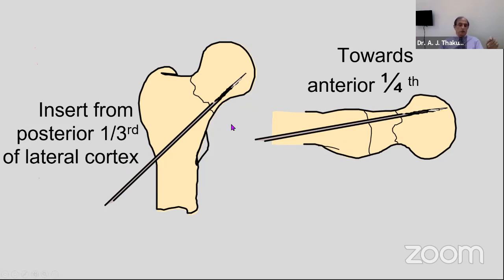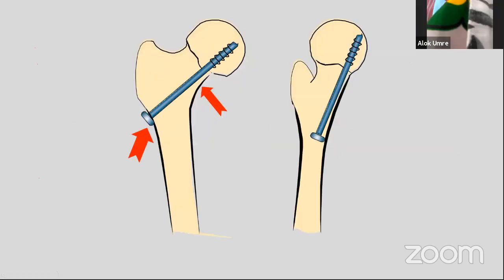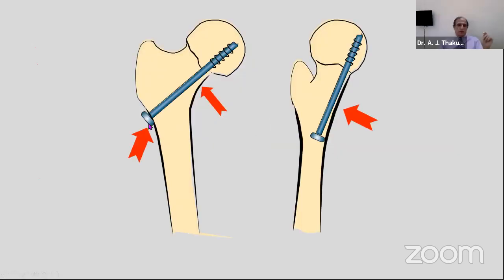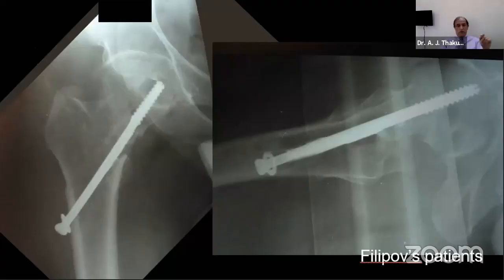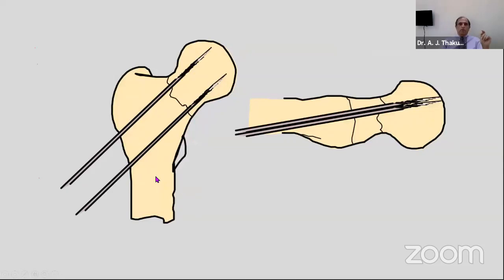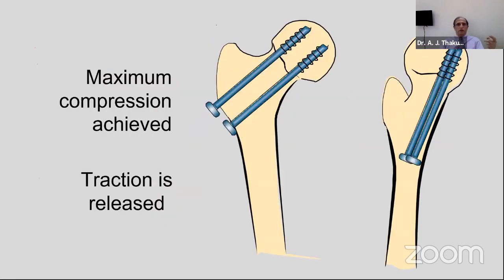It's also going close to the calcar. There it is. Then it gets support at the lateral cortex. It gets support at the calcar here, and it's going posterior. In the lateral view, it is going anteriorly here on this side. The second one is parallel, about 2 centimeters above.